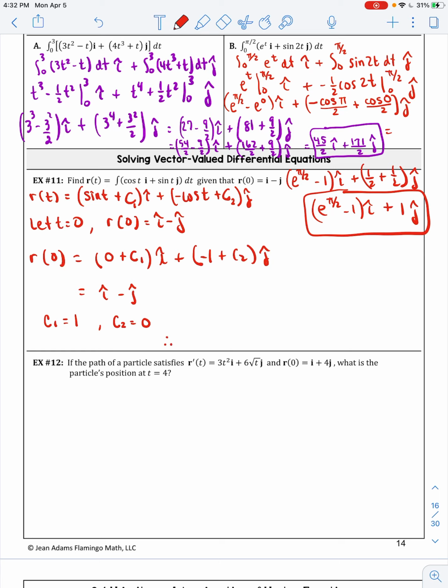So therefore, r of t is equal to, and now we put our c1 and c2 back in, so it's sine t plus 1 i, and then we could say minus cosine t j.